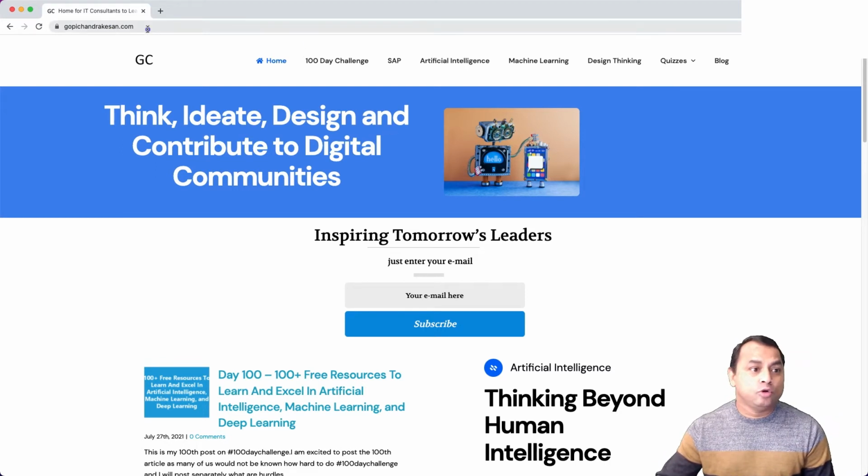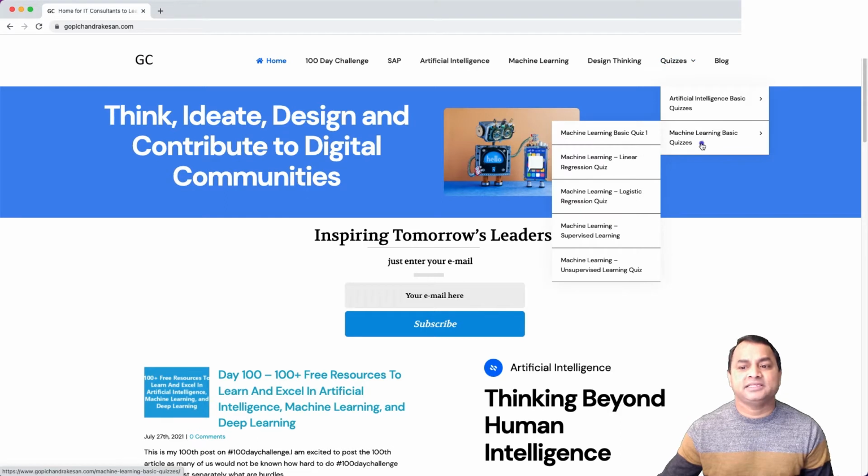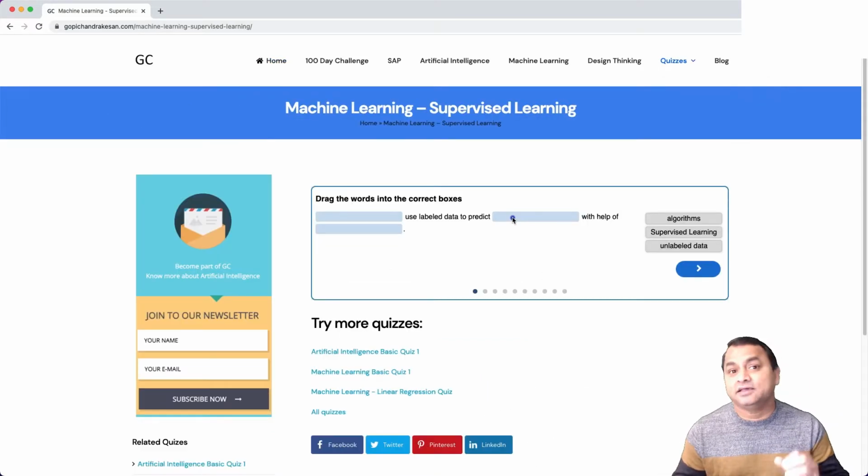We can go to gopi.chandrakesan.com, menu quizzes, machine learning basic quizzes, and we can go to machine learning supervised learning. These quizzes contain fill in the blanks, true or false, missed words, and drag and drop, many things. You can go and take the quiz and check your knowledge as well.